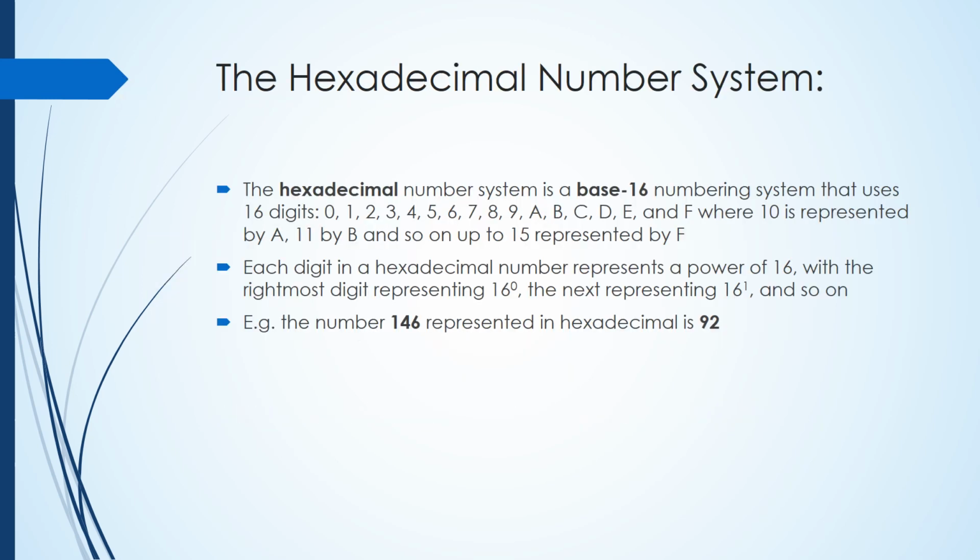Hexadecimal number. The hexadecimal number system is base 16, which uses 16 digits starting from 0 till 15. But after 9, 10, 11, 12, 13, 14 and 15 are represented with A, B, C, D, E and F respectively. Each digit in a hexadecimal number represents a power of 16, with the rightmost digit being 16 power 0, and so on. Number 146 represented in hexadecimal is 92.